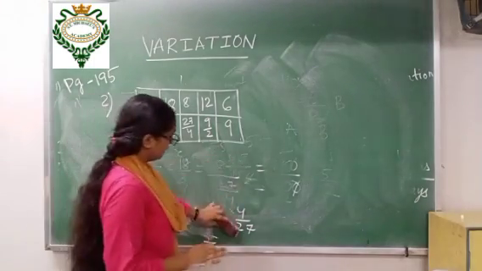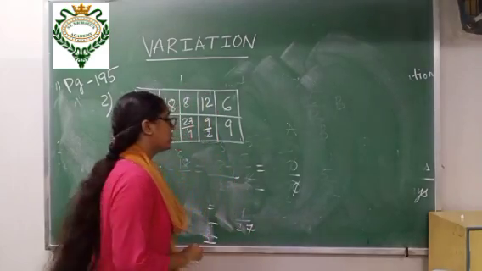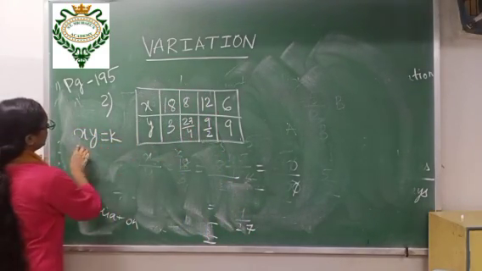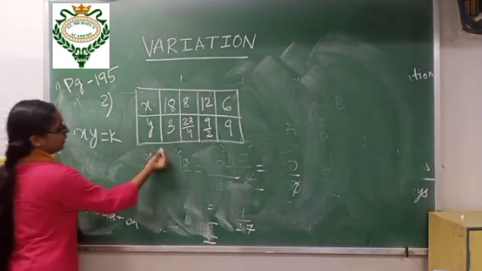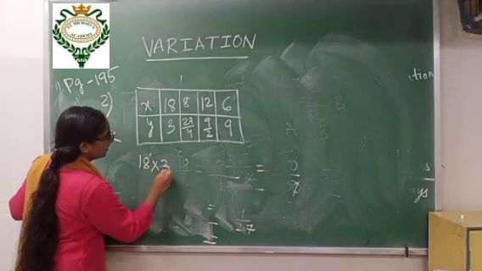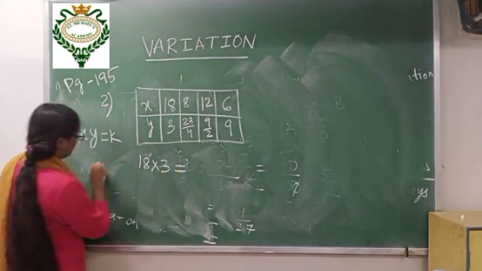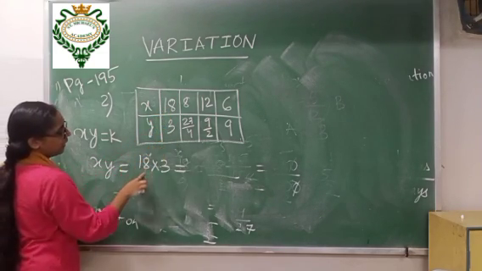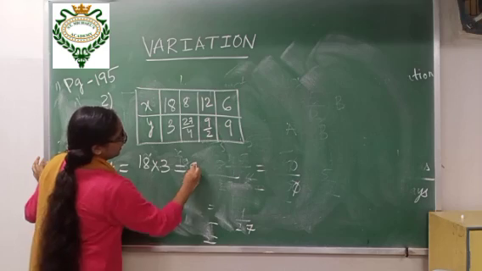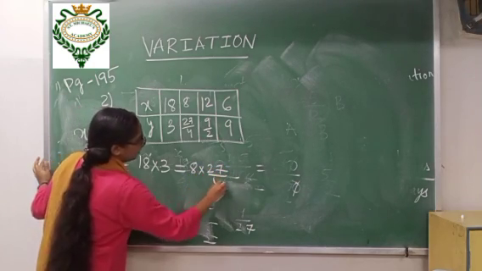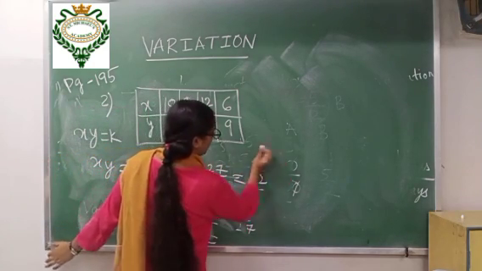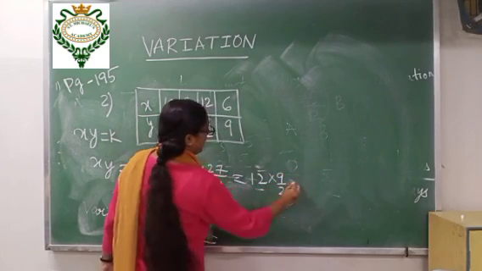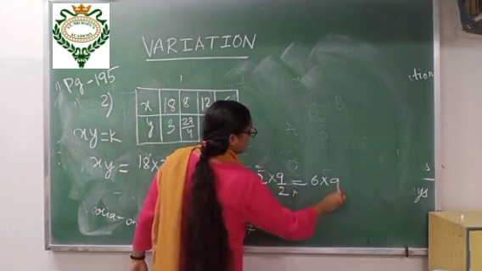Now I am doing the indirect one. What is the condition of the indirect one? xy equals k, meaning multiplication between x and y. First write xy equals k. The x value is 18, the y value is 3, I have written. Then the x value is 8, the y value is 27/4. Then the x value is 12, the y value is 9/2. Then the x value is 6, the y value is 9.